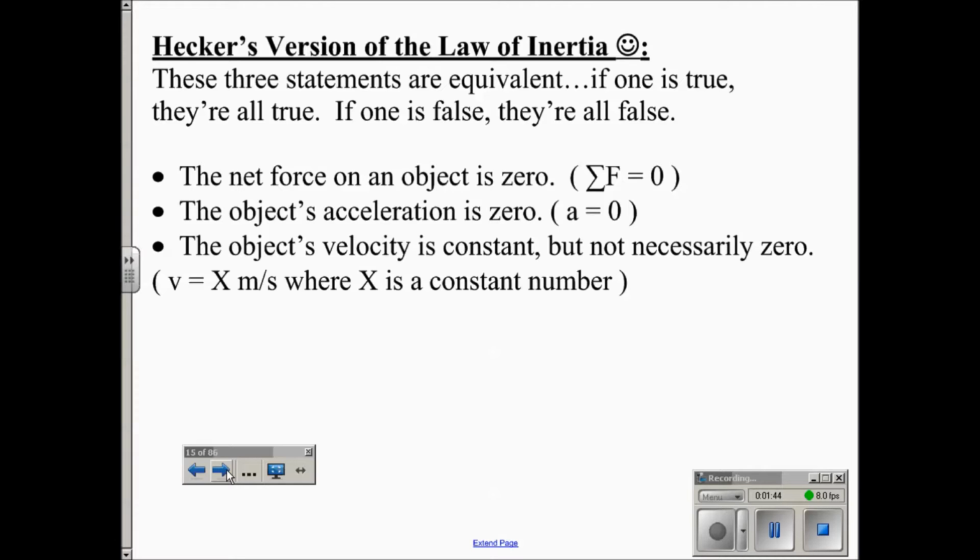All right, so here's the three statements. The first statement is the net force on an object is 0. The second statement is the acceleration is 0. So if your net force is 0, that means your acceleration is 0. And this last one, if the acceleration is 0, then the velocity is constant, but not necessarily 0. So the velocity is going to be some constant number. Okay? There you go. So Newton's first law says those three statements are equivalent.